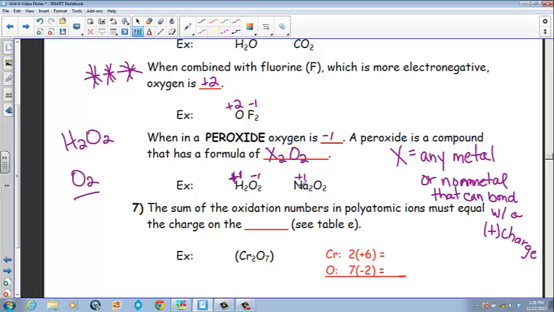You have sodium, 2 of those with a +1 charge, adds up to a +2. And then since oxygen will get a -1 here, according to the rule, then 2 of those would be a -2. So the sum of the oxidation numbers in polyatomic ions must equal the charge on the ion. And we could see table E in your reference tables.